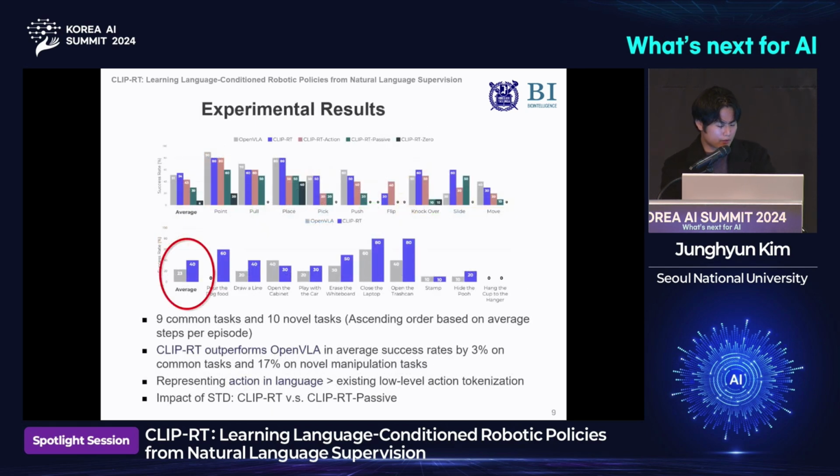Here are the experiment results, and the results show that CLIP-RT outperformed the state-of-the-art model, OpenVLA, by 17% on novel tasks. This demonstrates the power of using natural language to expand the robot's capabilities.